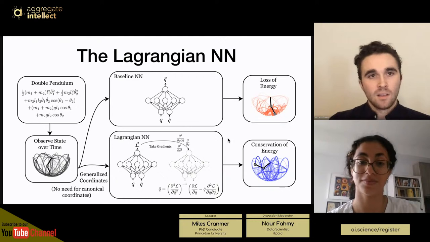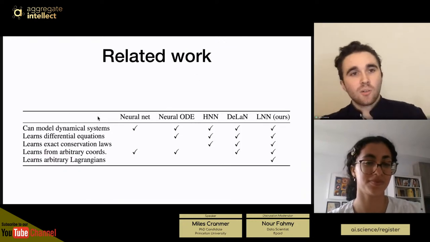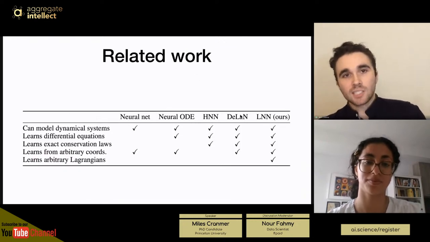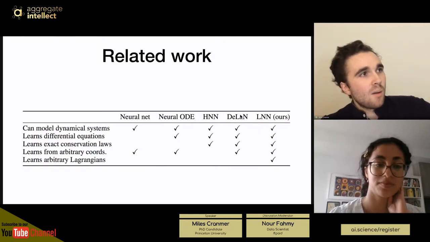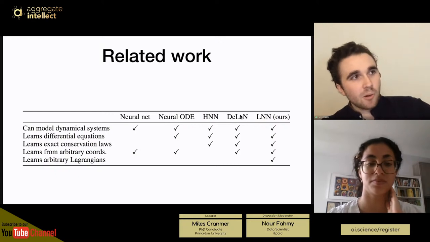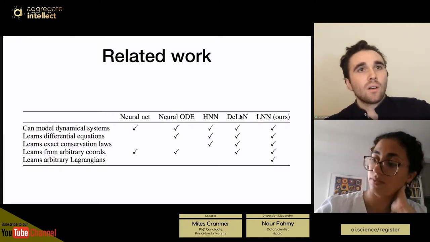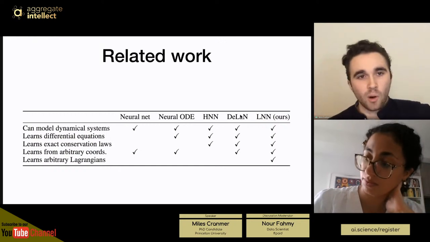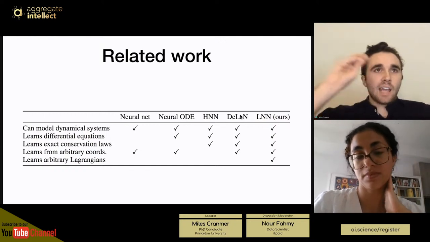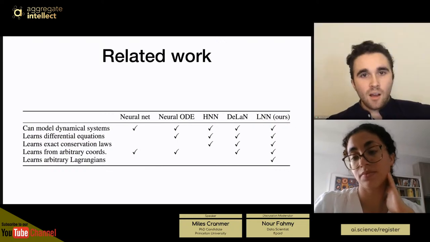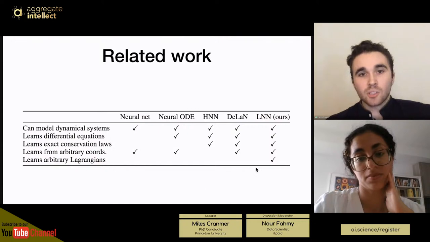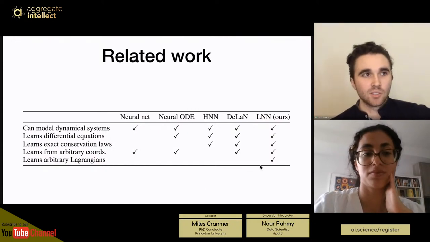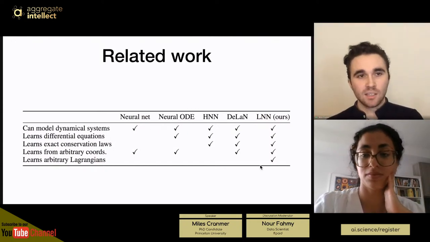So there's some related work. The deep Lagrangian network is another way of doing this. The difference in their approach is that, much like the Hamiltonian network, they assume that you know the canonical momenta beforehand. So they assume that the kinetic energy is the square of the velocity. But in our approach, because you write it in this way, you don't assume anything about the energy of the system. So there's no prior on the dynamics. It can learn arbitrary Lagrangians.